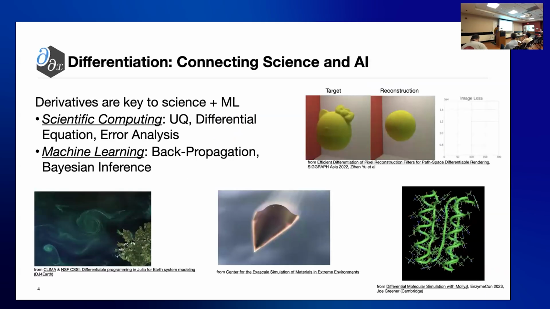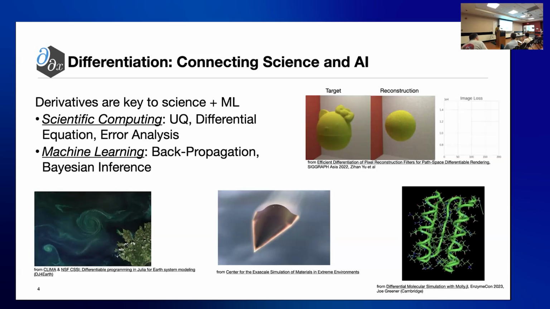To start with, derivatives are key to science and ML. In scientific computing, you use them in uncertainty quantification or differential equations. In machine learning, obviously, it's being used heavily in backpropagation and training. This is a cool animation from EnzymeCon 2023, which shows a differentiable molecular simulation, again, by one of our collaborators who used Enzyme.